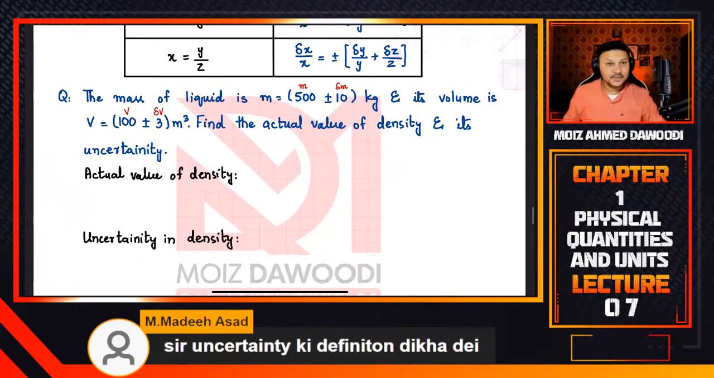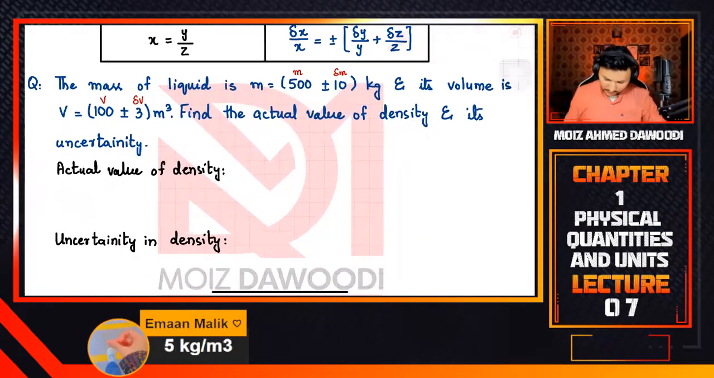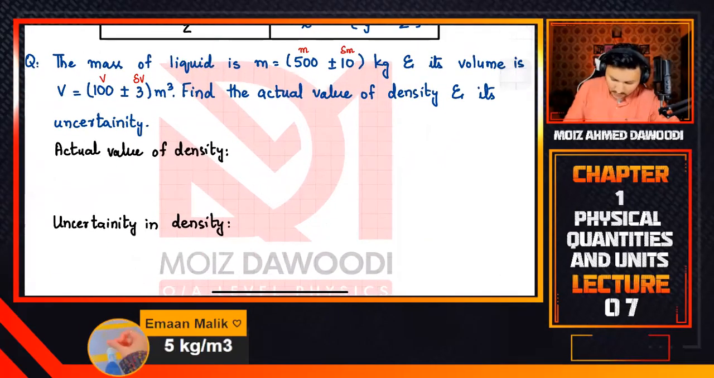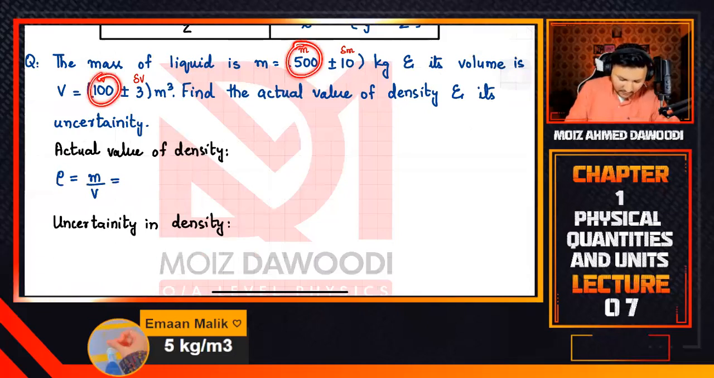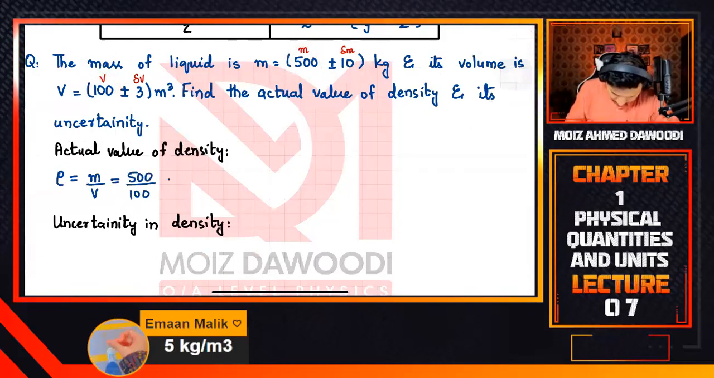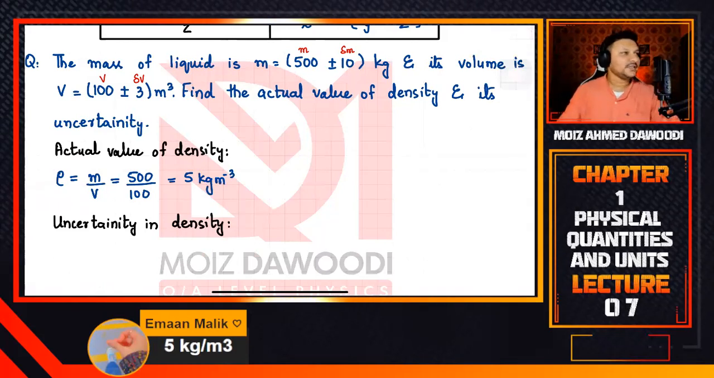Okay, Iman is saying it's 5 kilogram per meter cube. Let's see, Iman. The formula for density, as we all know, is mass over volume. Here we have to write the actual values. Mass is 500, volume is 100. Yes, Iman, it's 5 kilogram per meter cube, or 5 kg m minus 3 if you use the base units concept.